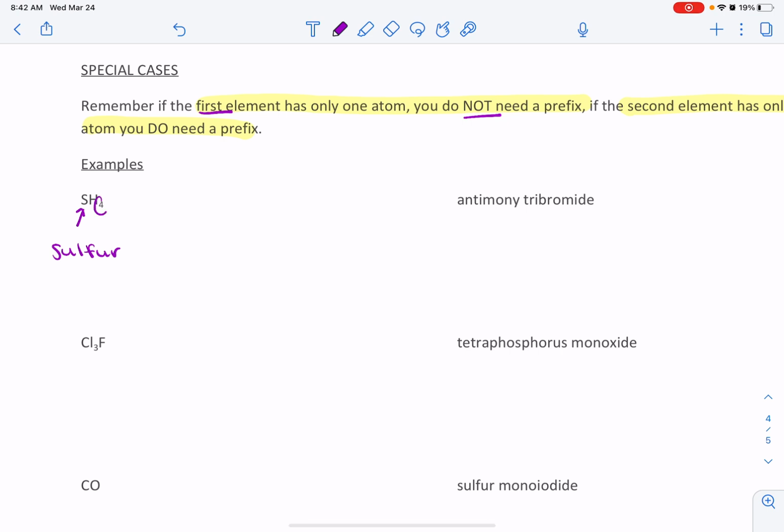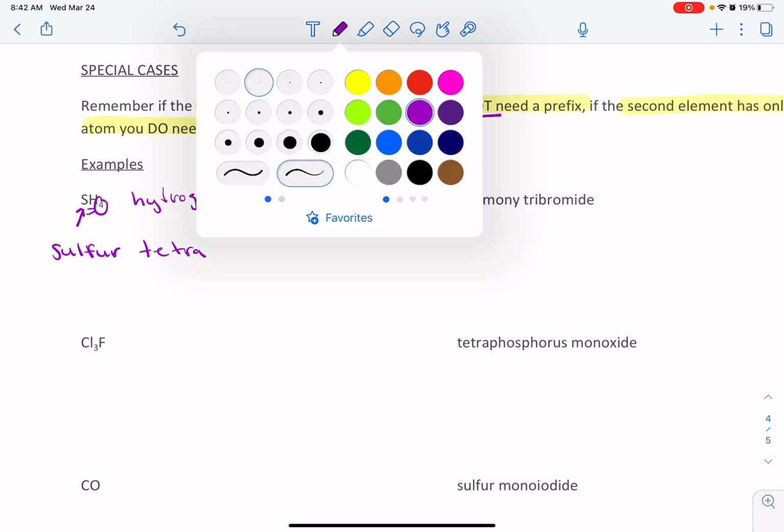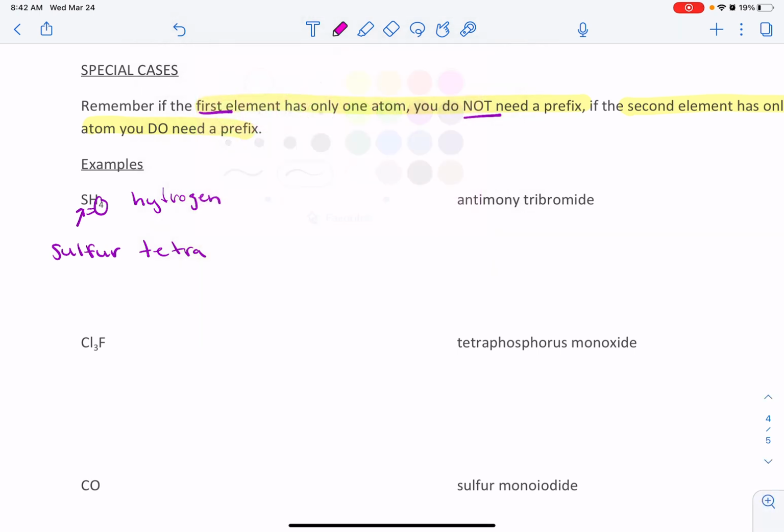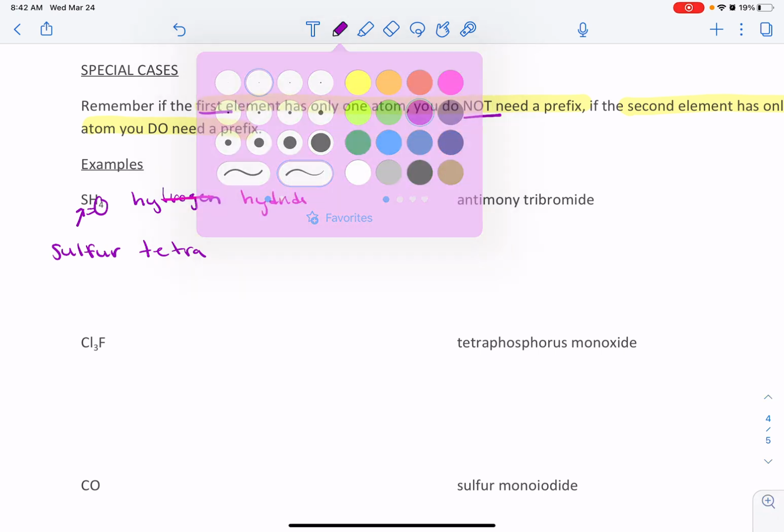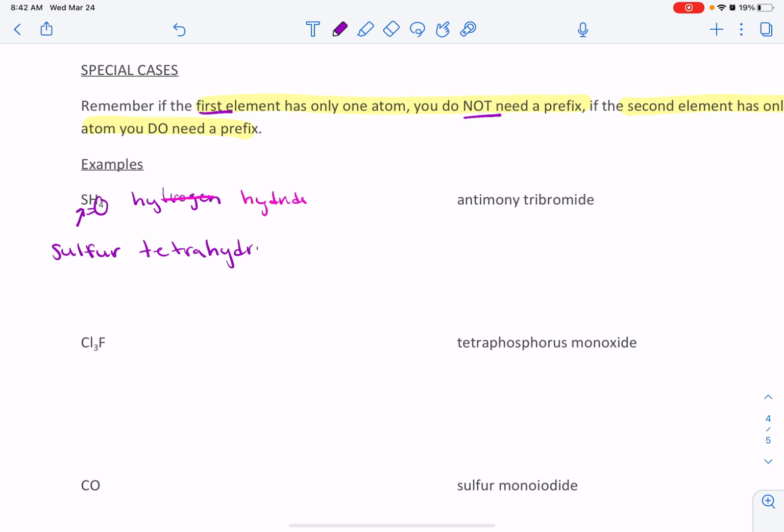Then my second element here, my 4, if I look at my prefix table, is tetra. And H is hydrogen. So hydrogen. If we cut it off after that first syllable, I get hydride. So I have sulfur tetrahydride.